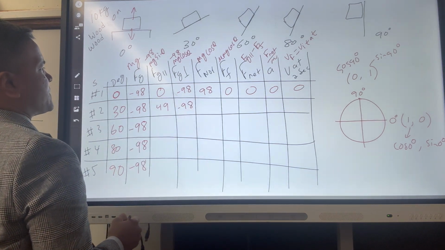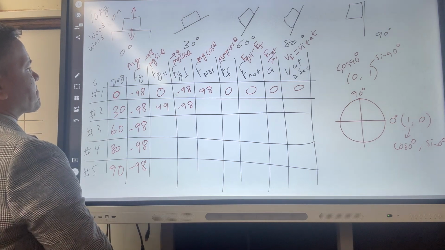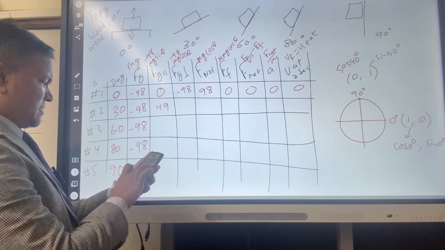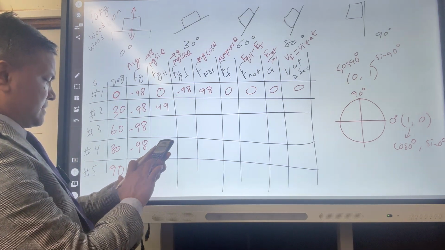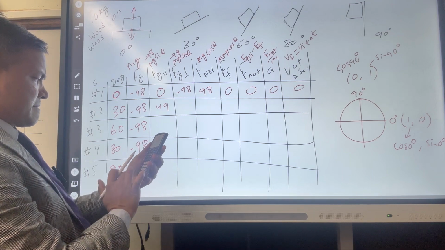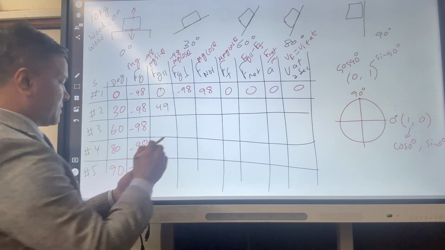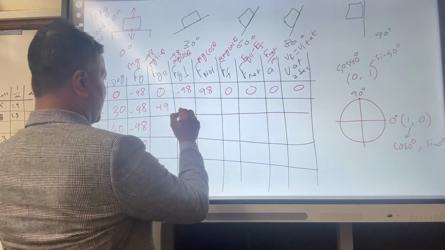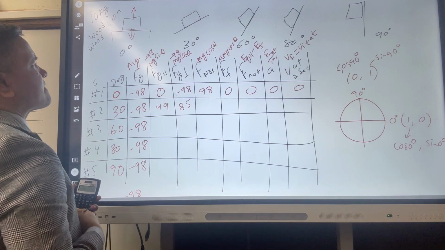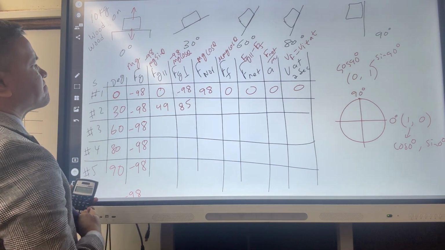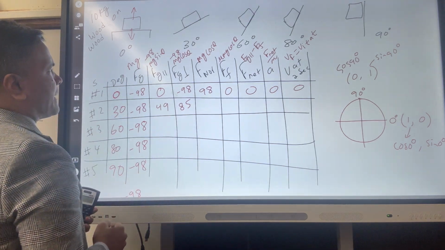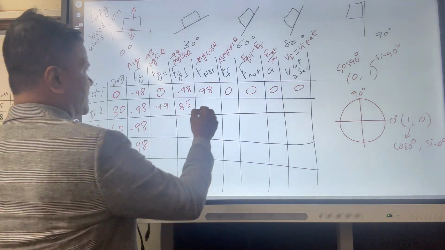Normal force is not 0, it's for 30 degrees. So 98 cosine 30, and this is 84.8, 84.9. Oh, let's write 85. Okay. All right. Normal force is 85.